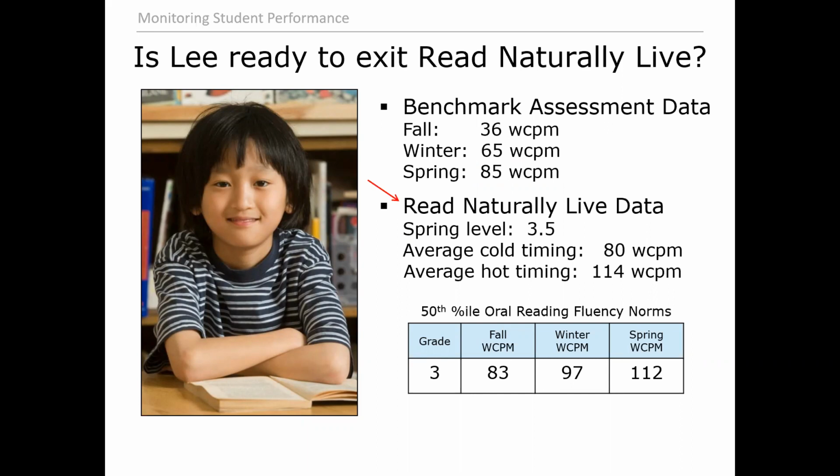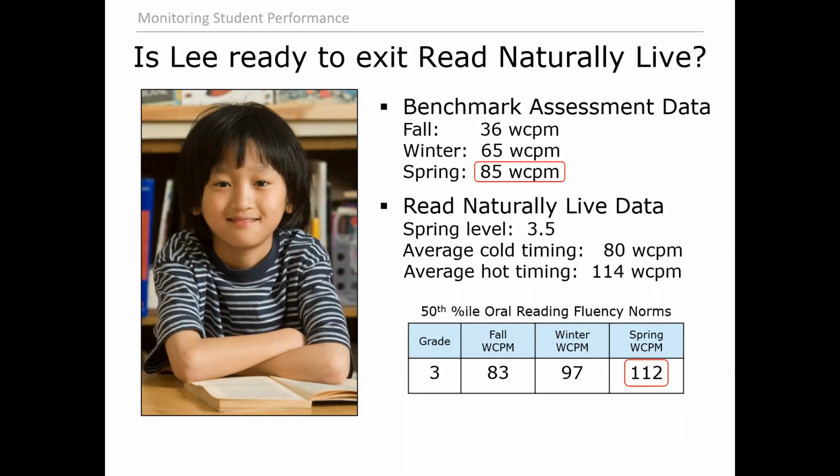Look, in the spring of the year, Lee is working in level 3.5 as a third grader. So he's reading a level that's pretty close to his grade level. His average cold timing score when the teacher is there is 80. We want him to be at 112. His formal assessment data is 85. That is the gold standard, right? That's the number we're going to look at.